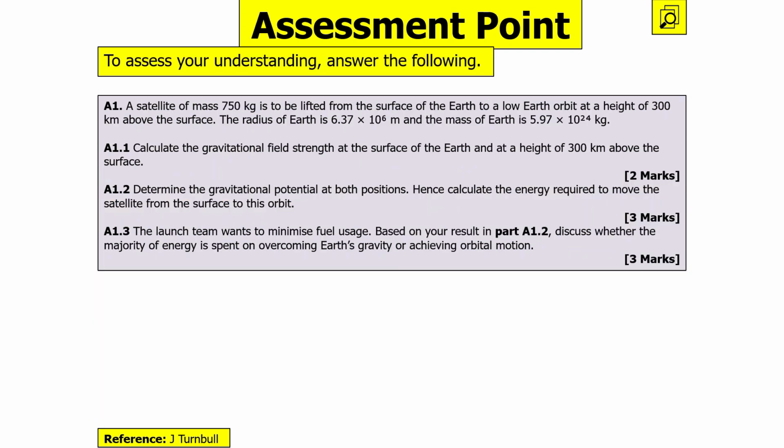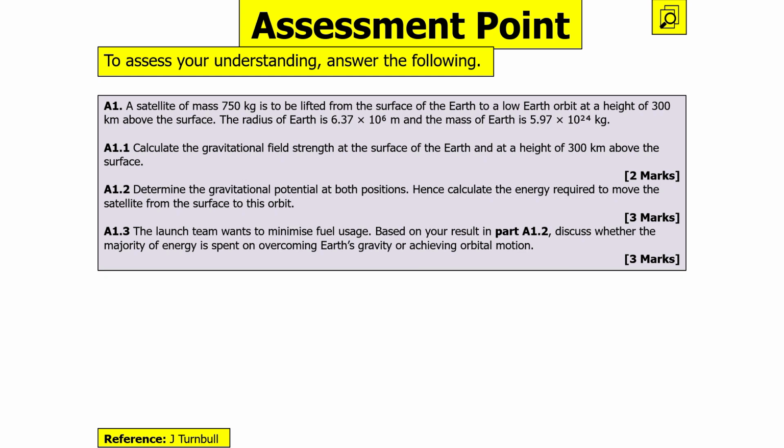A satellite of mass 750 kilograms is to be lifted from the surface of the Earth to a low Earth orbit at a height of 300 kilometers above the surface. The radius of the Earth is 6.37 times 10 to the 6 meters, and the mass of the Earth is 5.97 times 10 to the 24 kilograms. Calculate the gravitational field strength at the surface of the Earth and at a height of 300 kilometers above the surface. Determine the gravitational potential of both positions and hence calculate the energy required to move the satellite from the surface to this orbit. The launch team want to minimize fuel usage.